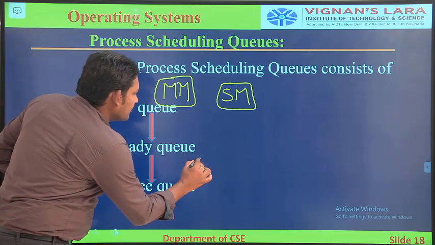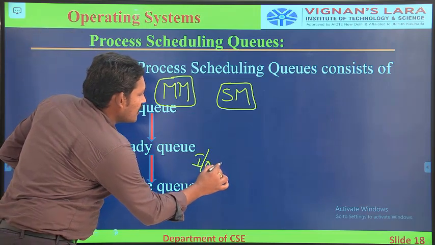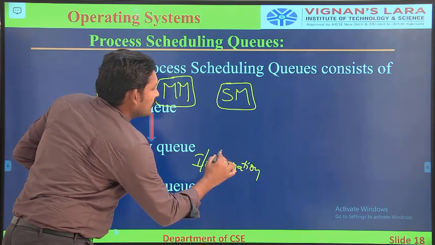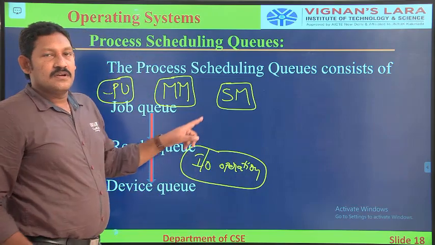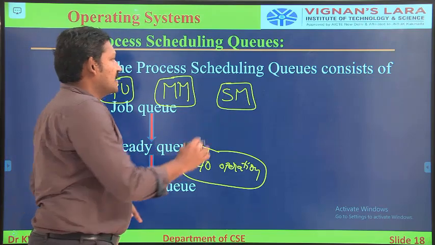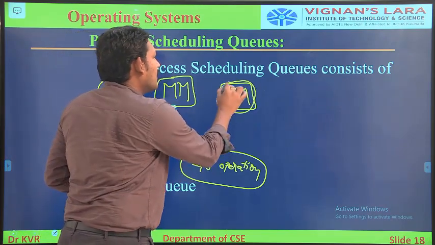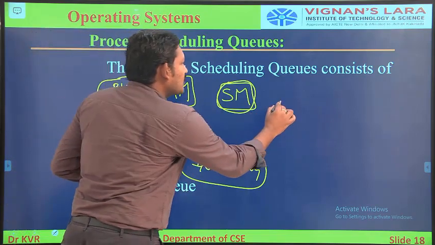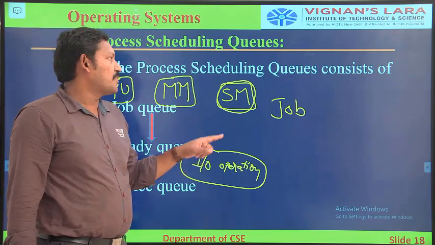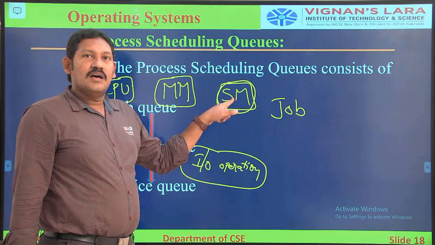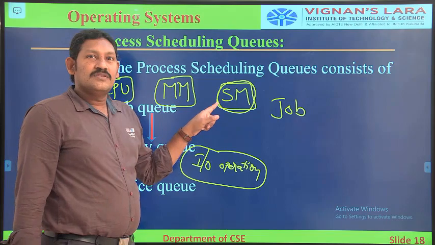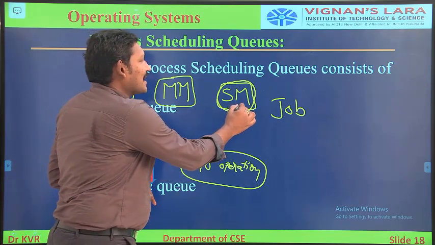First, all the processes which are inside the system will be placed in the secondary memory. So the job queue is nothing but all the processes within the system. Means all the processes which are in the secondary memory. So the job queue consists of the processes which are in the system, and they will be available in secondary memory.